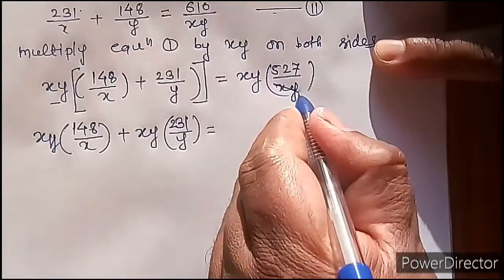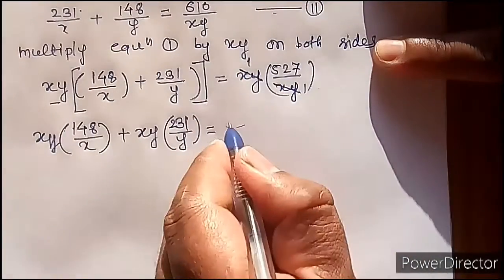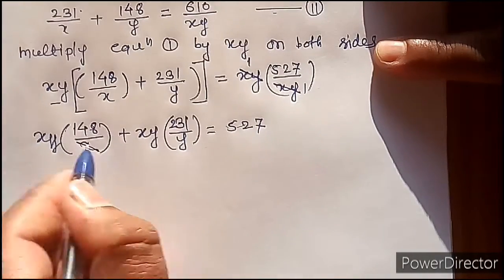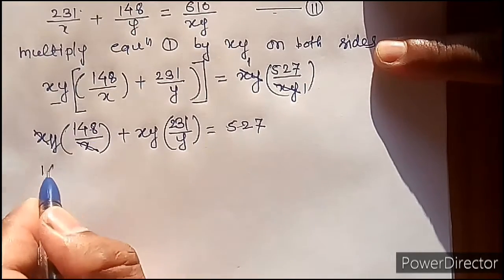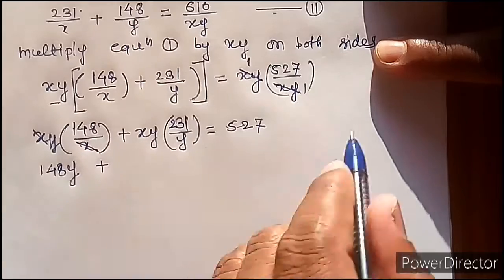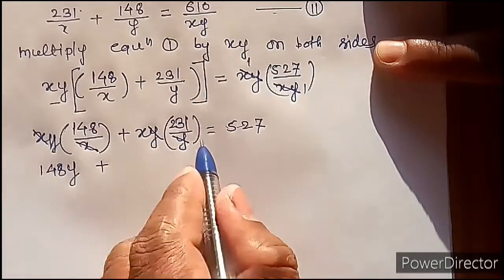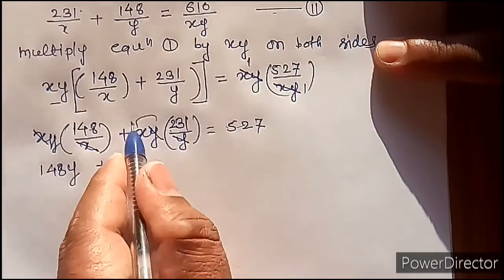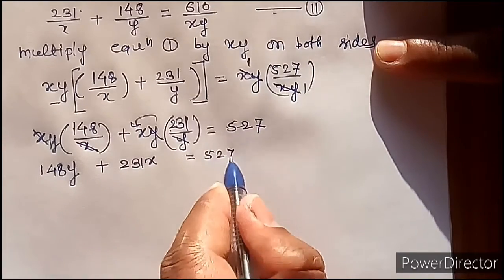Now here xy is in the denominator and in the numerator, that is why it gets cancelled and only 527 remains. Now here x is in the denominator and x is in the numerator, it will be cancelled and we get 148 of y, plus, as y is in the denominator and numerator, that also gets cancelled and we get 231 multiplied with this x, that is 231 of x equals 527.